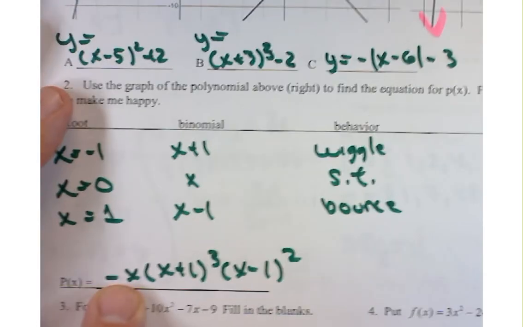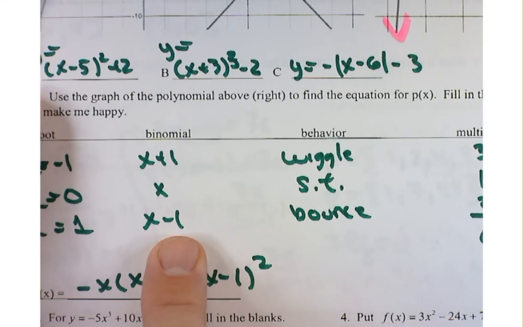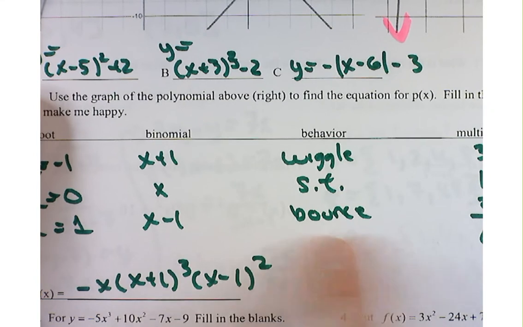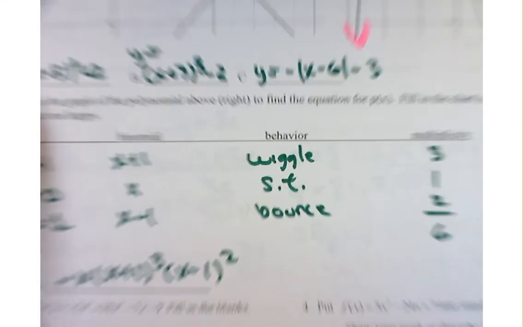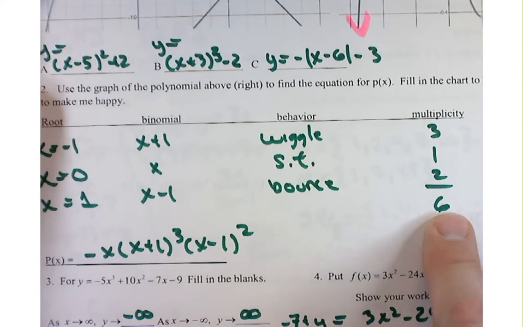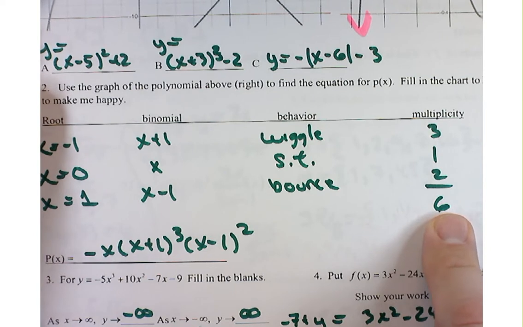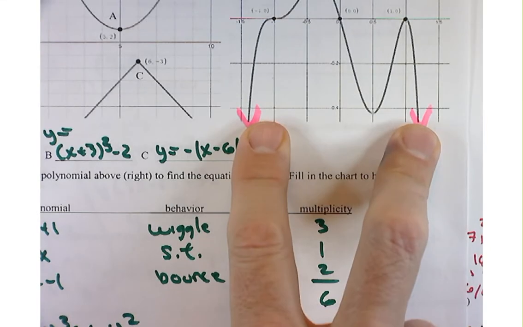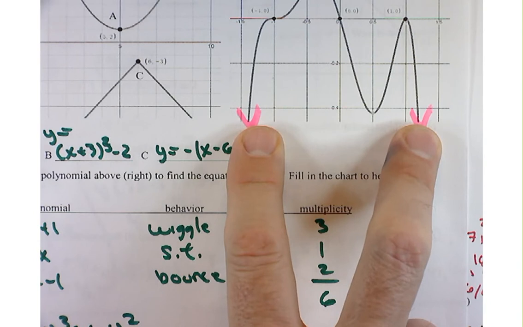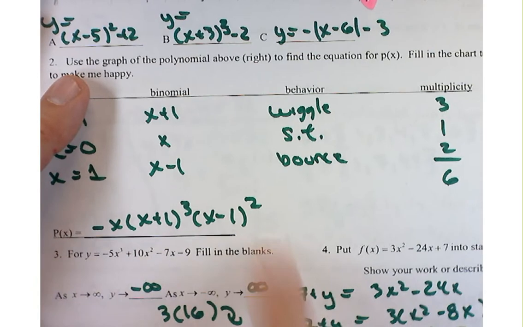Eventually it means that there's going to be a negative there. If you look at the roots, you get their binomials, you get their behaviors, and from their behaviors you get the multiplicities. From the multiplicity you get the degree. This should be a degree 6 polynomial, which matches the idea that this is an even degree polynomial that faces down. There's your product.